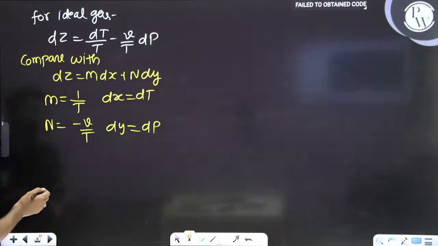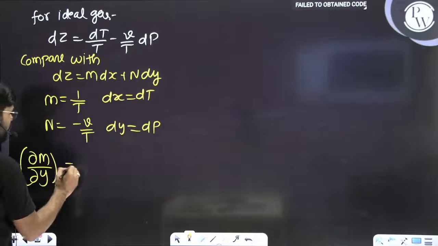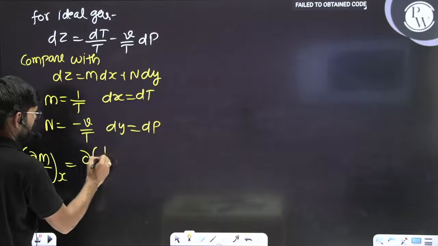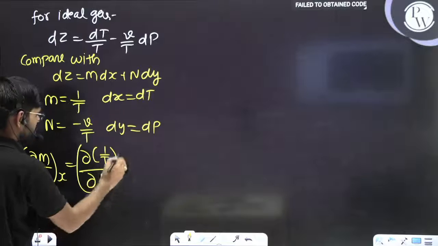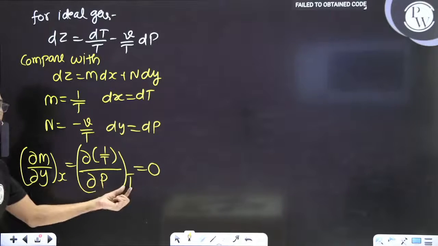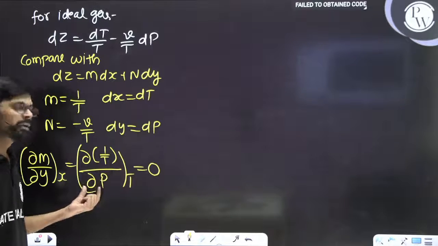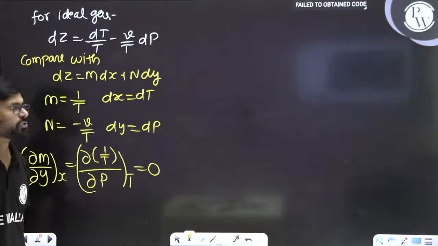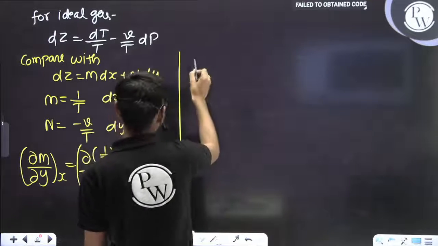Now find out dou M by dou y. Dou M by dou y at constant x means dou of 1 by T by dou P at constant T. So this value will come 0. But T is constant here. If T is constant means 1 by T is also constant. Differentiation of a constant is 0.